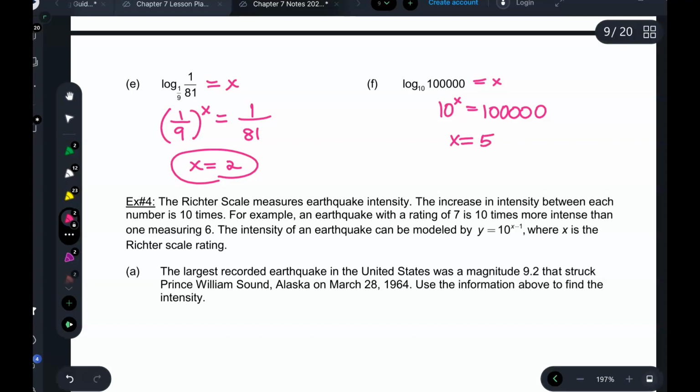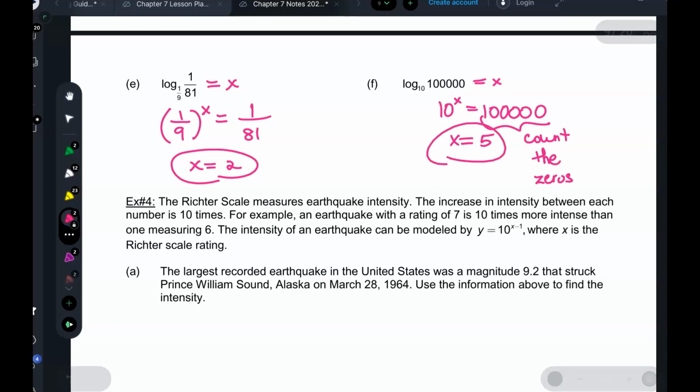I think you're right. Just count the zeros. It's 5. Yeah, right? Because 10 squared would be 100, 10 to the third would be 1,000.